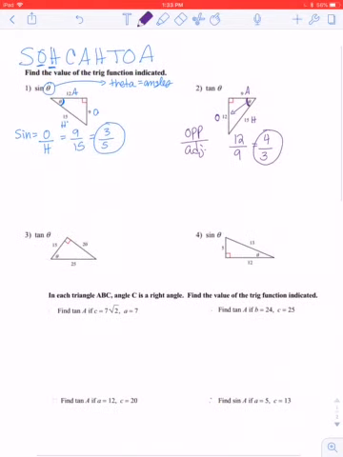Okay? All right, if you are doing this with me, I would love it if you would pause right now and do 3 and 4 on your own. Give them a try. Make sure you have reduced answers. And then press play again when you're ready to see the answer.